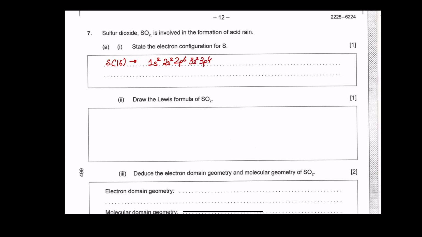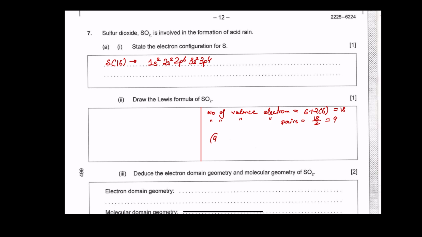Next is the Lewis structure for SO2. So I'll do the calculations on the right. Number of valence electrons: sulfur has 6 valence electrons and 2 oxygens will also have 6 valence electrons each. Total of 18. Then we'll find number of valence electron pairs, which is 18 divided by 2, 9. So there are a total of 9 electron pairs.